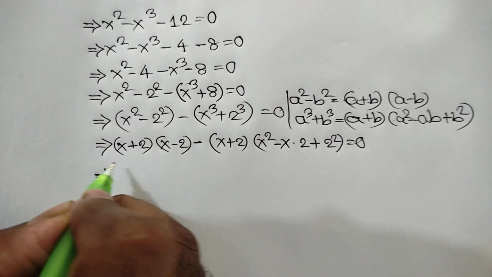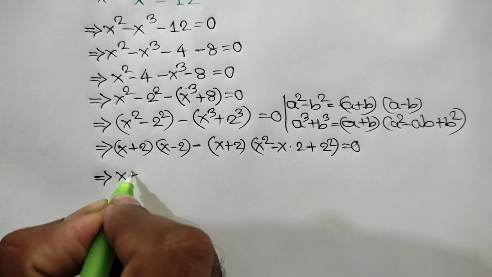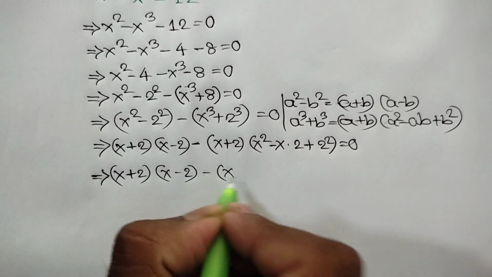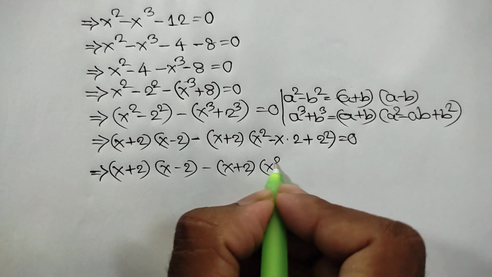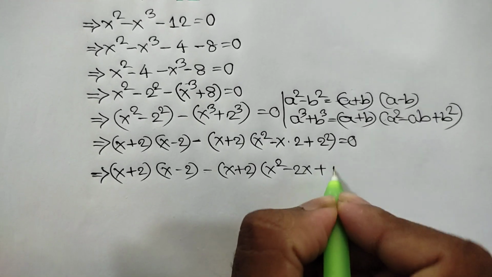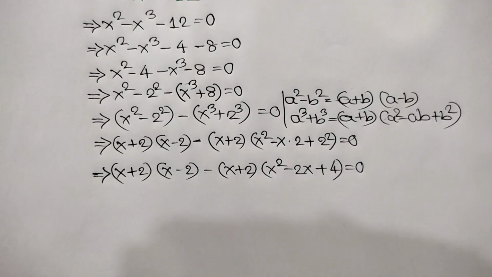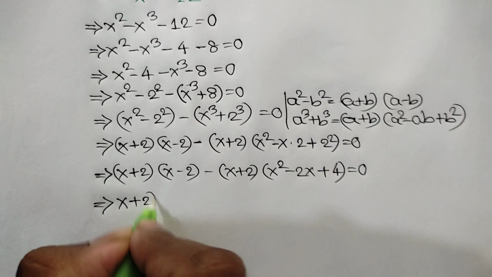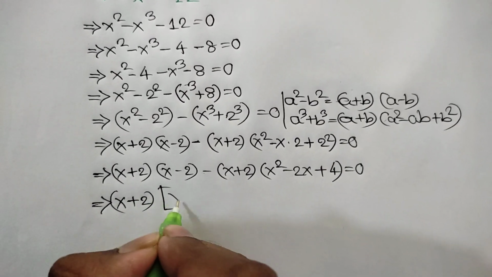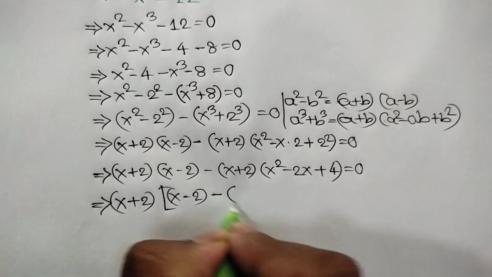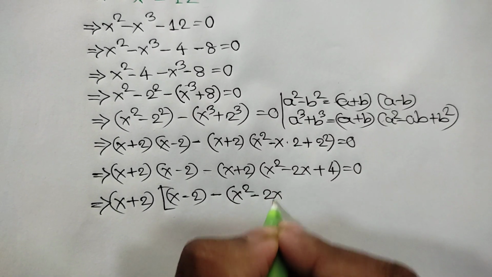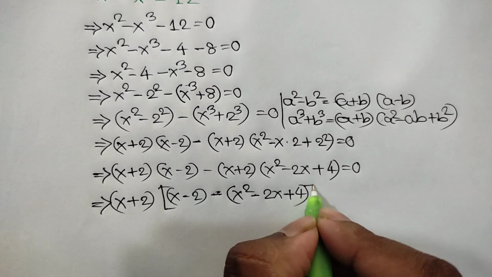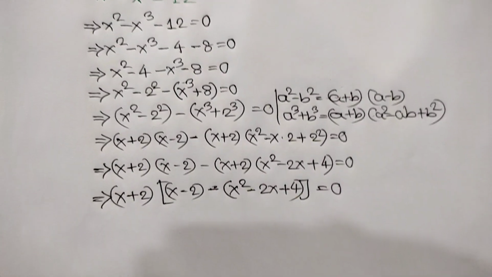Or x plus 2 times x minus 2 minus x plus 2 times x square minus 2x plus 4 is equal to 0. Or taking common x plus 2 we can get x minus 2 minus x square minus 2x plus 4 is equal to 0.